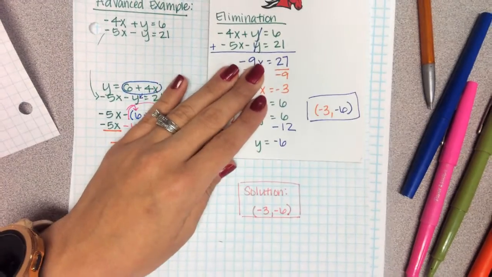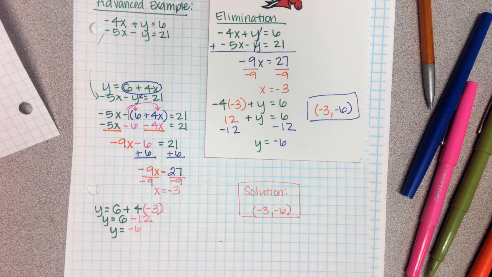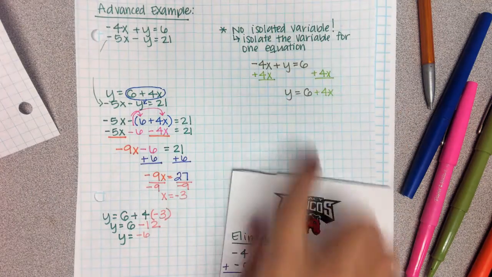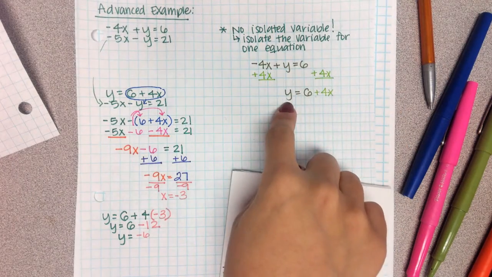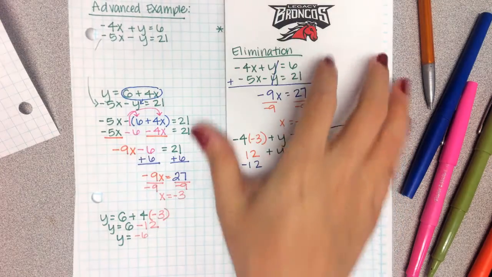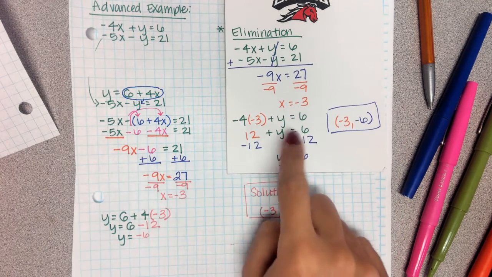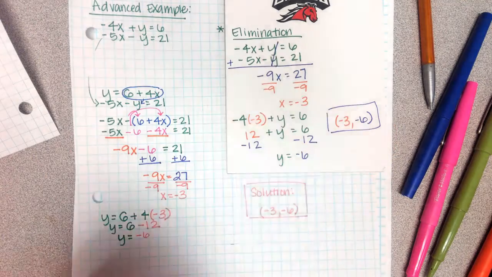So really, it is up to you which method to use. Substitution, you just had to do that extra step of isolating one of the variables, or elimination. Me, I would have gone with this one, just because it's easy to eliminate right there.